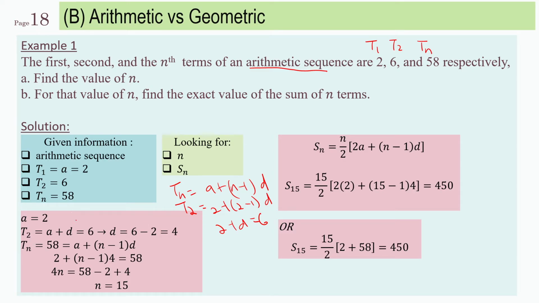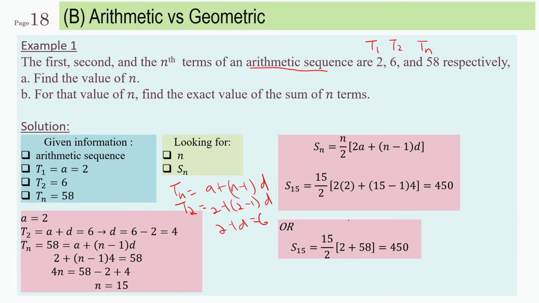Once we have our A and our D, when we want to know the nth term that gives us 58, I set Tn equals 58, and I use A plus (n minus 1)D. I substitute my A as 2, my D as 4, and n is the one we are looking for. After some algebraic manipulation, my n equals 15. Once I know n equals 15, I can directly use Sn equals n over 2 times (2A plus (n minus 1)D). I substitute all the values and I get 450.